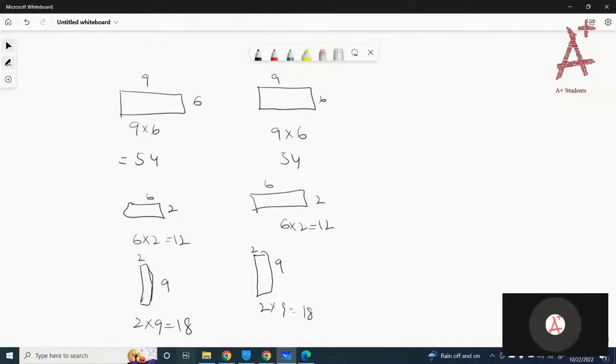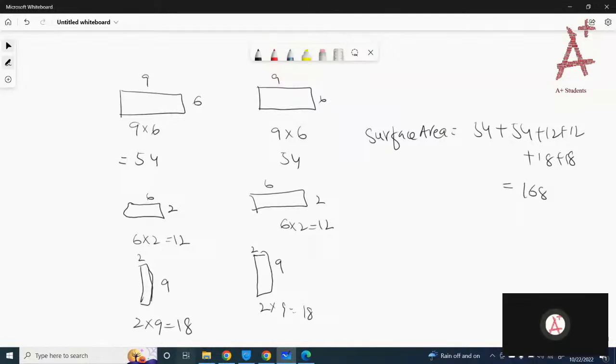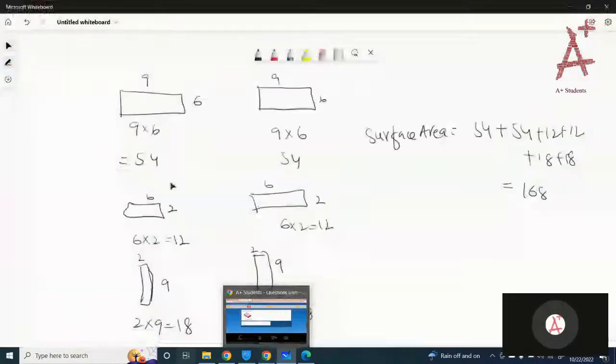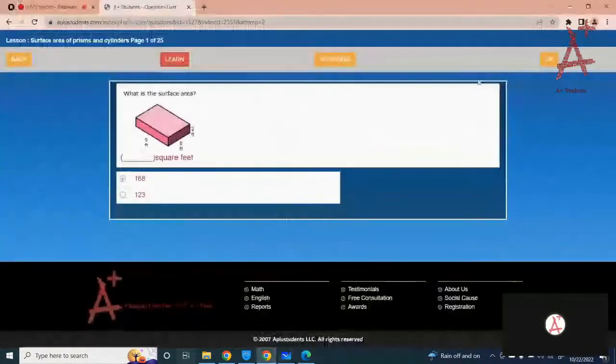Got it? So what we did, we found the surface area of all the faces. So for the area of the total shape, just add all the areas. 54 plus 54 plus 12 plus 12 plus 18 plus 18. So when you add up all the values, it would be 168. So that means the surface area of the shape is 168 square feet. Got it? So select the correct option and then click on the OK button.